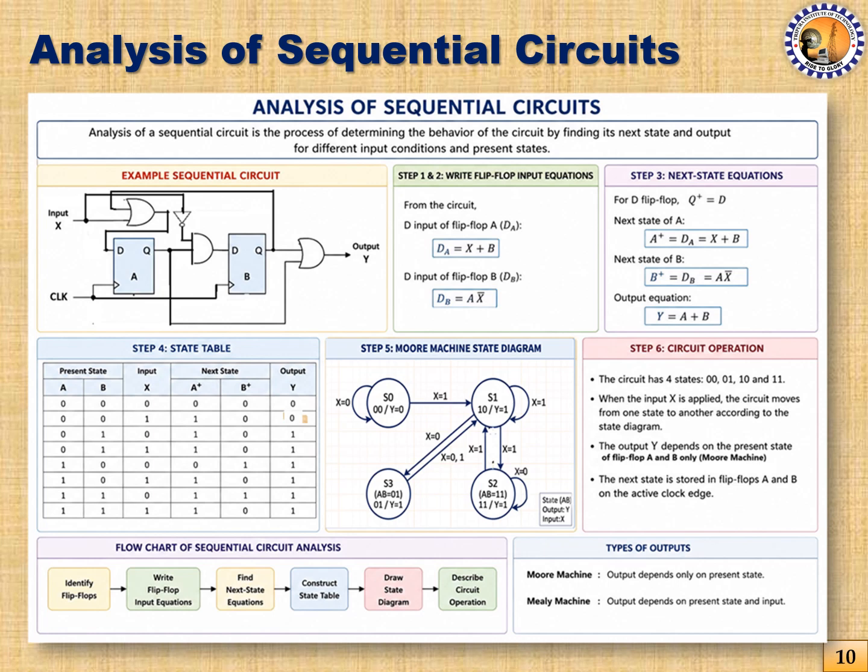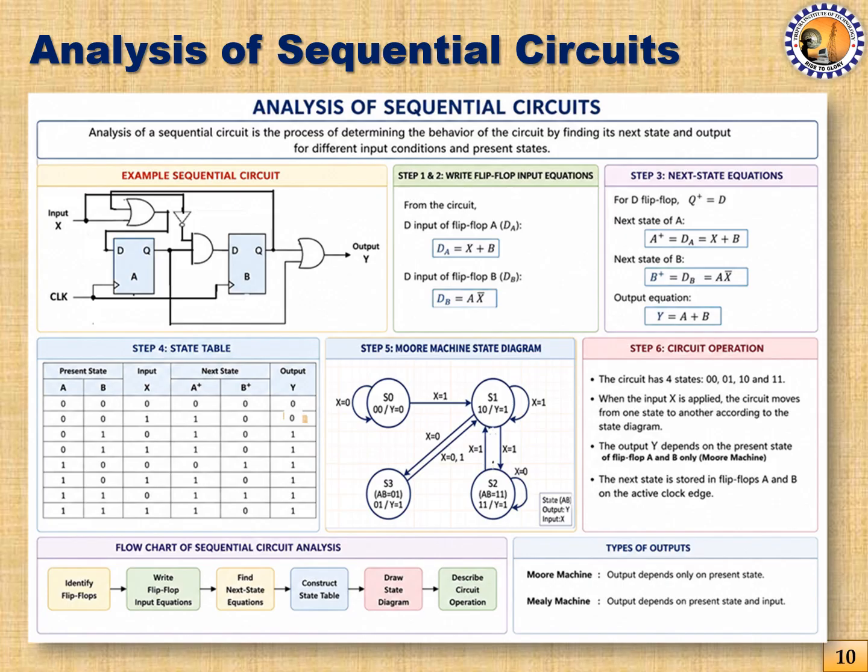So when we perform the analysis of a sequential circuit, these are the important phases through which we need to go. We need to first work out the flip-flop input equation. Thereafter, we need to find out the next state equation. Thereafter, we find out the state table followed by the state machine diagram. And thereafter, we can explain the circuit operation, how the circuit works. So, accordingly, we can explain over here.